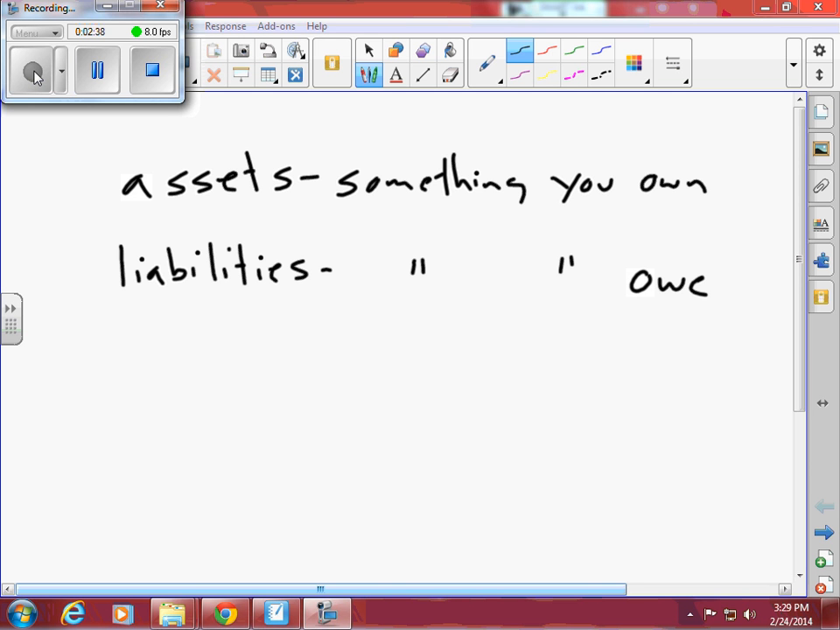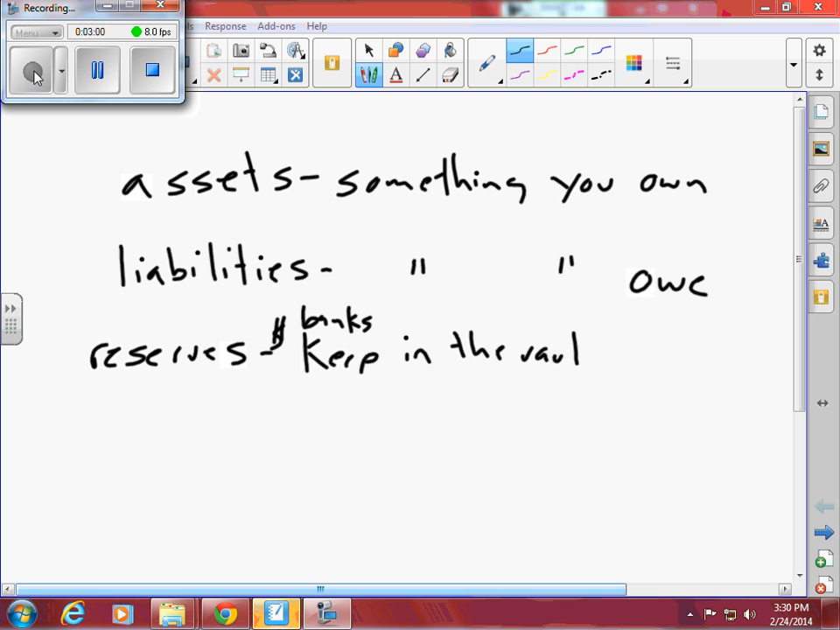Some other terms that you need to be familiar with are reserves, or bank reserves. That's just the money that banks keep in the vault, as vault cash, very simple term, or on deposit at the Fed. So when we talk about reserves in this class, that's really what we're talking about.